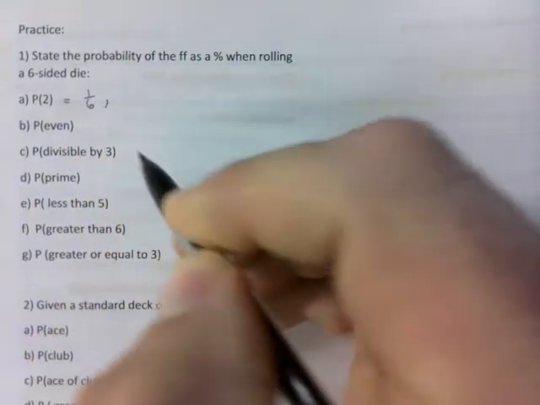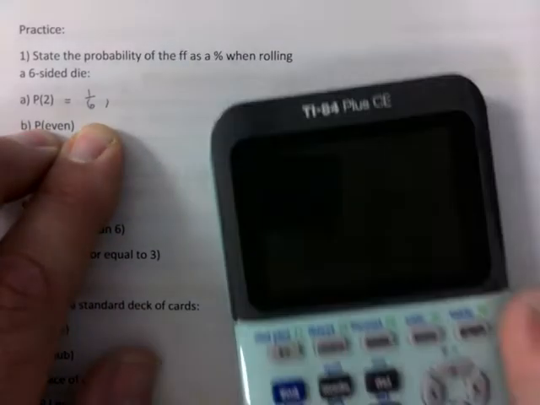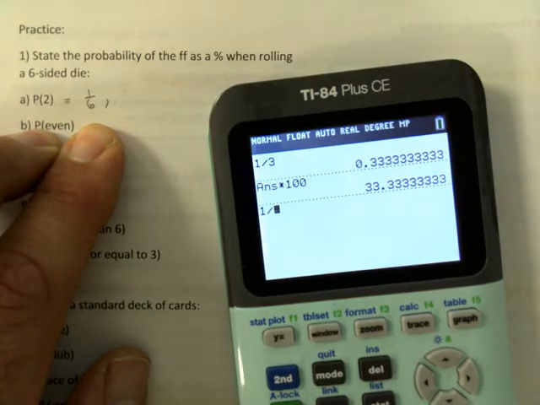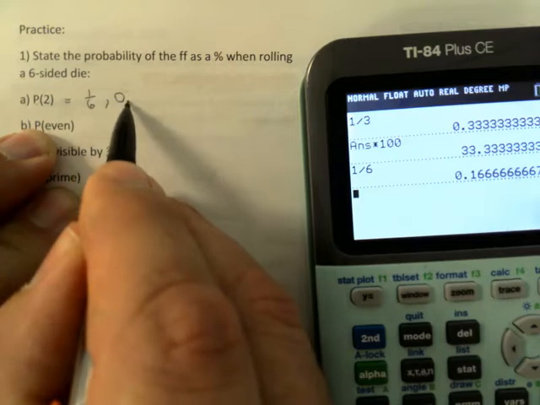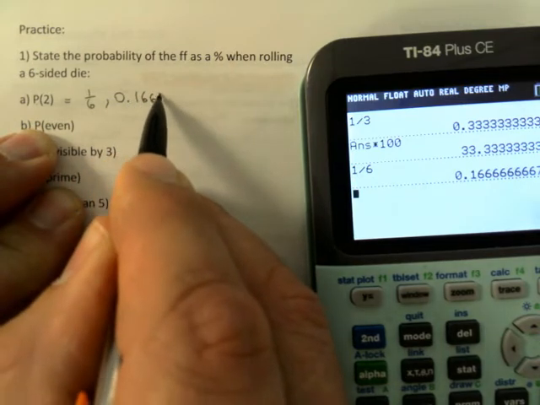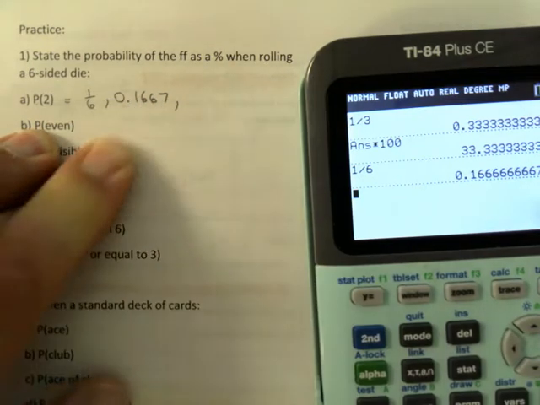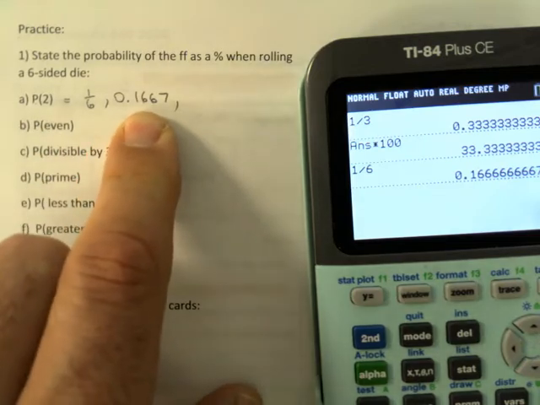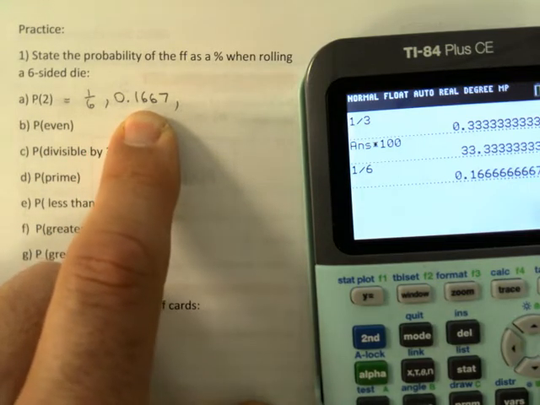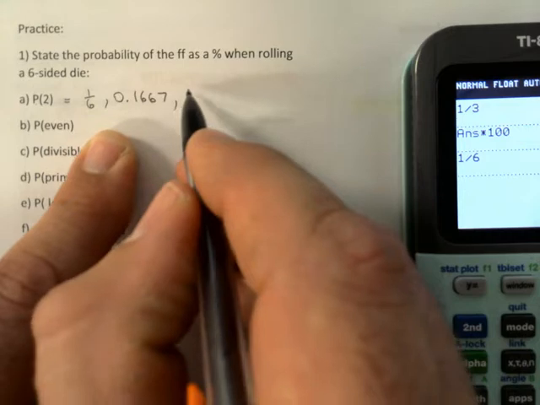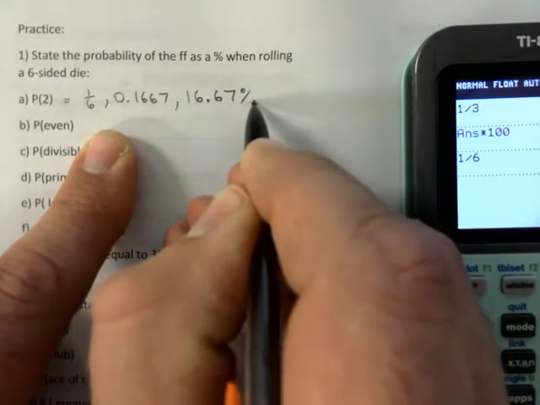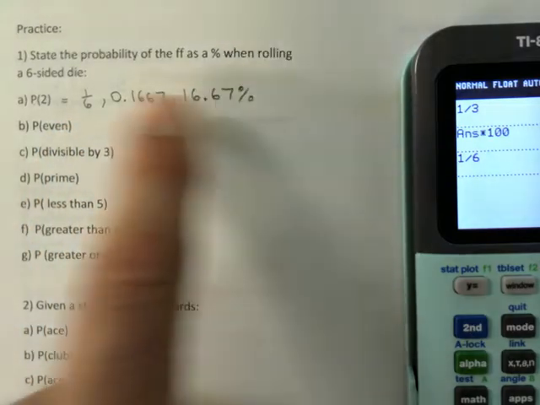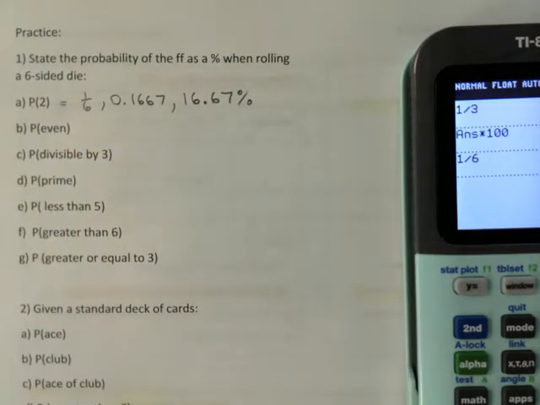So probability of a 2 is just 1 in 6. Then you go comma. Watch how I'm going to do this. 1 divided by 6. So I will write down 0.1667, comma, and then I just shift the decimal 2 places because you're multiplying that by 100. So that's 16.67%. I want you to do that for all of them, okay?